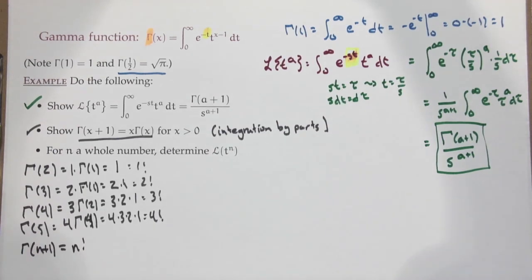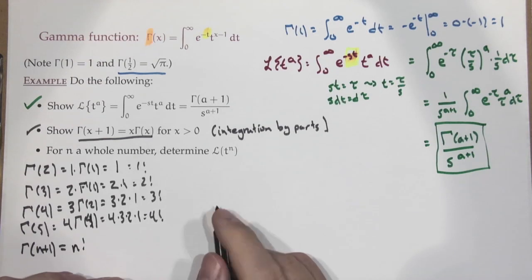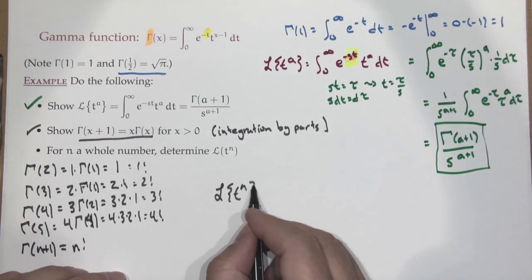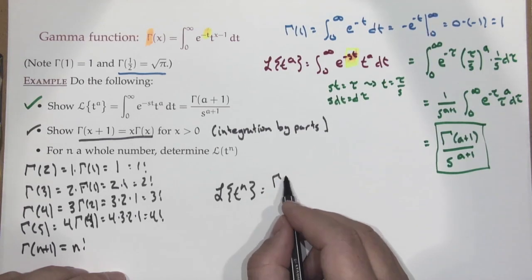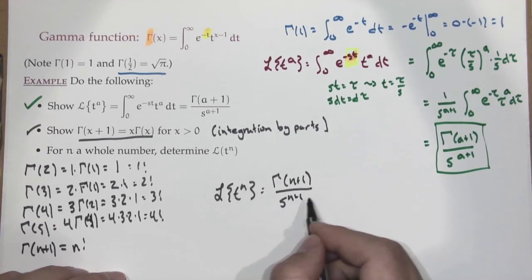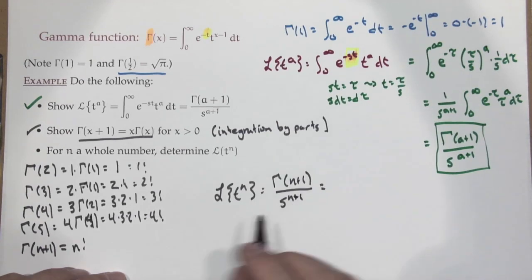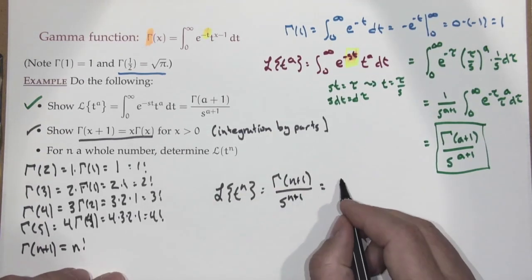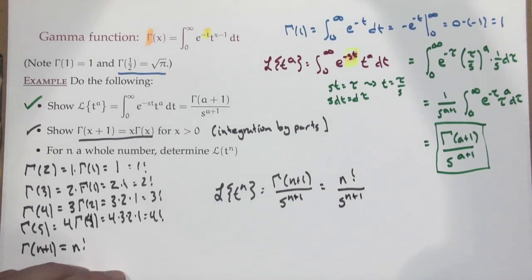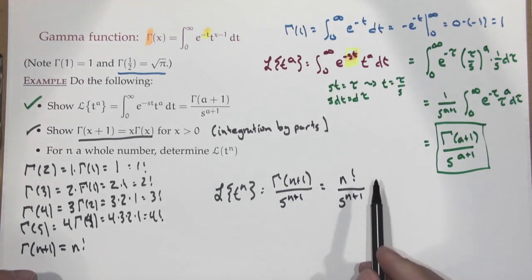n factorial! Yes, n factorial! And so we can say the Laplace transform of t to the n, well, that's gamma of n plus 1 over s to the n plus 1. But we now know that gamma of n plus 1 is n factorial, so it's n factorial over s to the n plus 1. So that's what happens there.